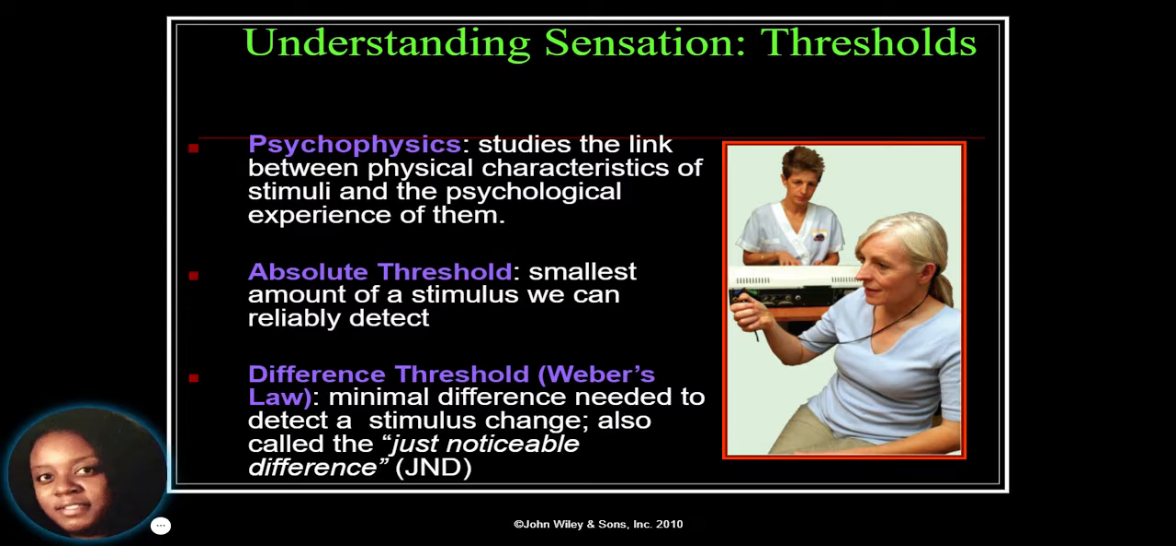Difference threshold, which is also sometimes called Weber's law, is what type of changes, what differences need to be made in order for you to notice there's been a difference. For example, let's just say it's a really cold day outside and you start out the day wearing your jacket or your coat. The difference threshold would be how much does the temperature outside need to change for you to say, I don't need this coat anymore? Is it 20 degrees? Is that the difference? Is it 10 degrees?